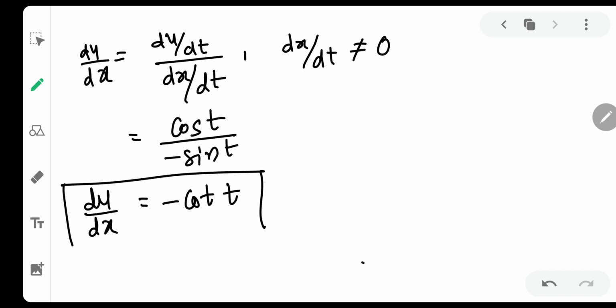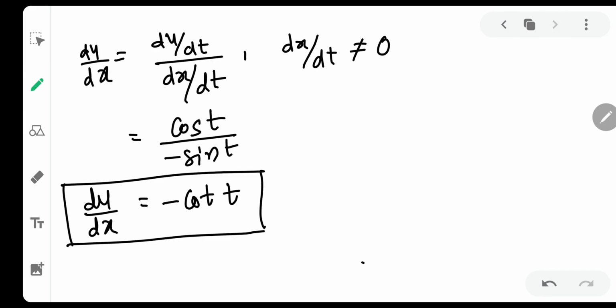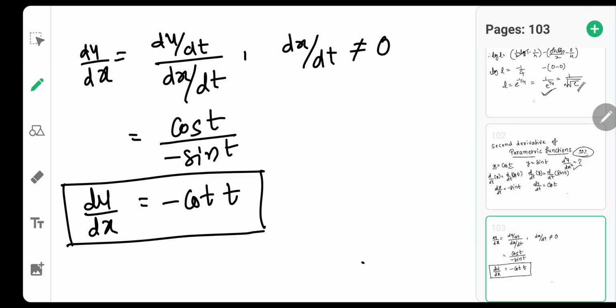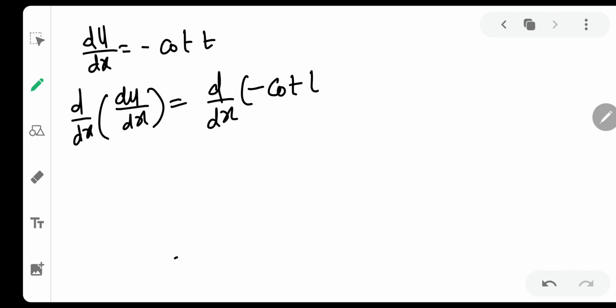Now the story is very simple up to here. After this, people make mistake. What kind of mistakes? Let me tell you. Now you need to find out d2y by dx2 and you have dy by dx with you. I'll add a page because that is very important. dy by dx is equal to minus cot t. So you will differentiate both sides now with respect to x, right? With respect to x, you have differentiated both the sides.